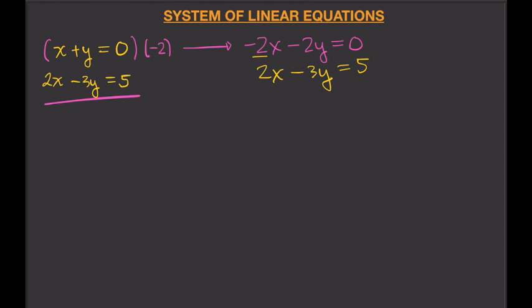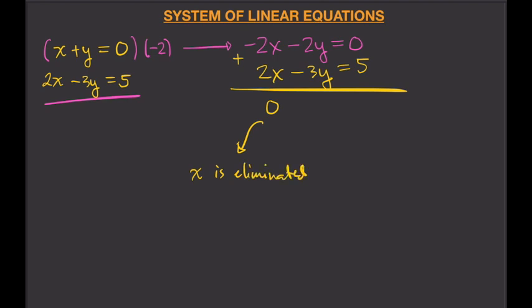I wanted my variable x in the first equation to have a coefficient of -2, so that if I added these two equations, I will get exactly 0 for x. So that's where x is eliminated. So x has been eliminated. So -2y plus -3y gives me -5y, and 0 plus 5 gives me 5, and then divide both sides by -5, so y equals -1.